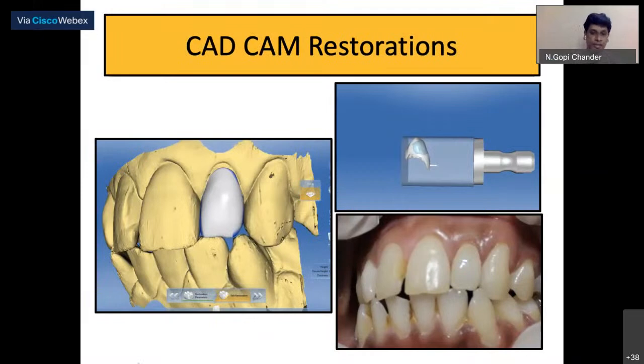So once it is designed, you approve it. You go for milling the crowns. You select the type of material which you want. Various shades are available, right from zirconia to composite, zirconia composite materials and ceramic materials. Once the restoration is milled, you fix it in the patient. So it's a very simplified procedure in terms of the practical applications.